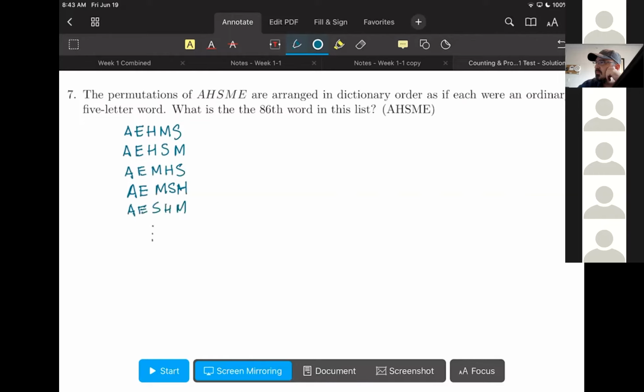And so on. Does everyone see why that is? So we're just arranging the letters in order, like any ordinary 5-letter word. Basically, we look at all the permutations of A, H, S, M, E. First question: how many permutations are there of A, H, S, M, E?